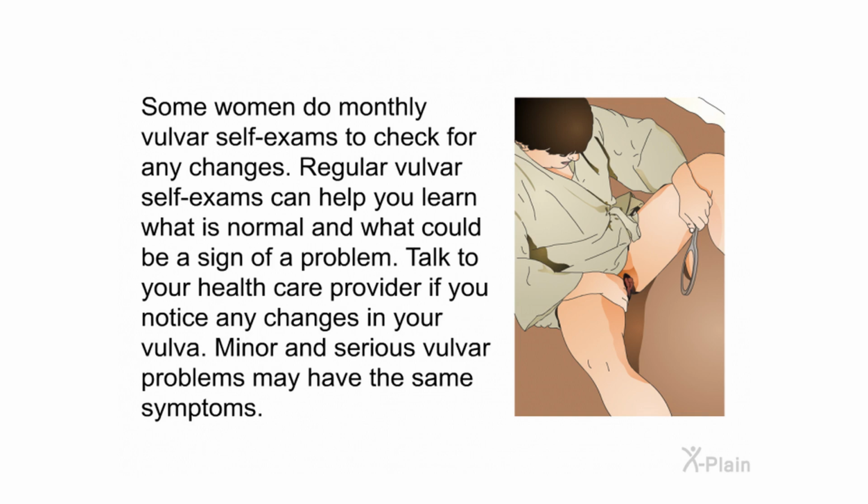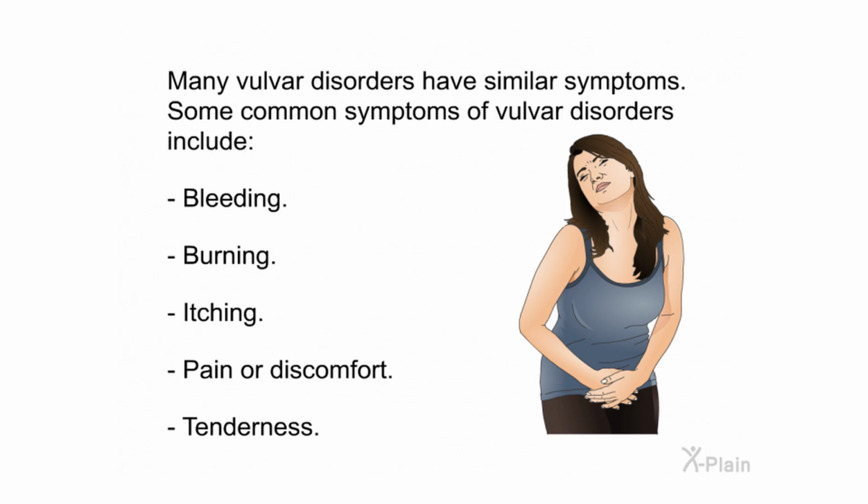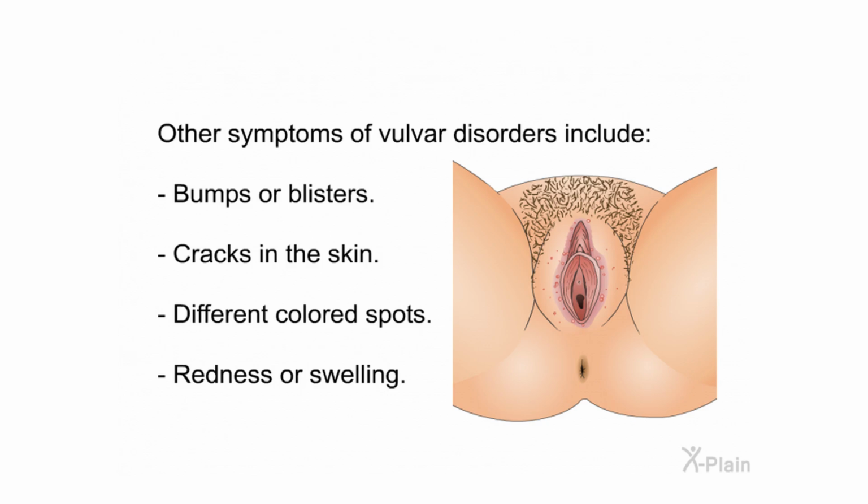Minor and serious vulvar problems may have the same symptoms. Many vulvar disorders have similar symptoms. Some common symptoms of vulvar disorders include bleeding, burning, itching, pain or discomfort, tenderness. Other symptoms of vulvar disorders include bumps or blisters, cracks in the skin, different colored spots, redness or swelling.